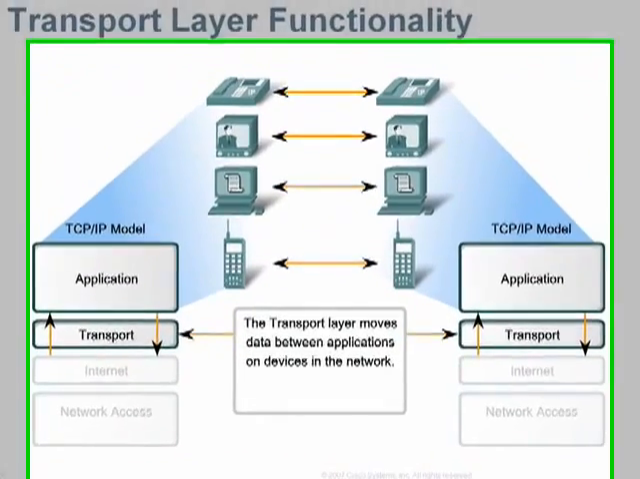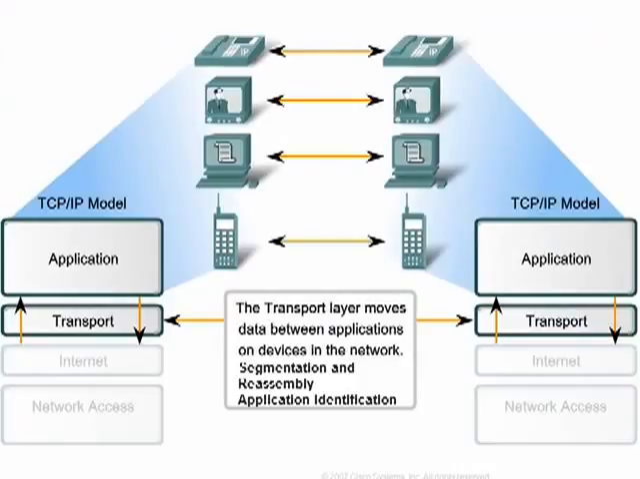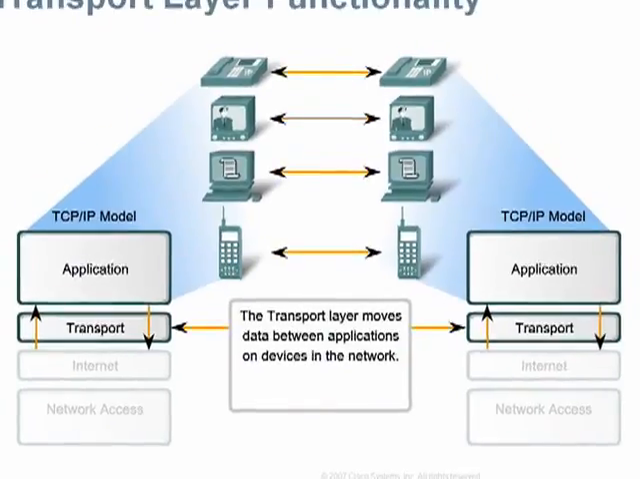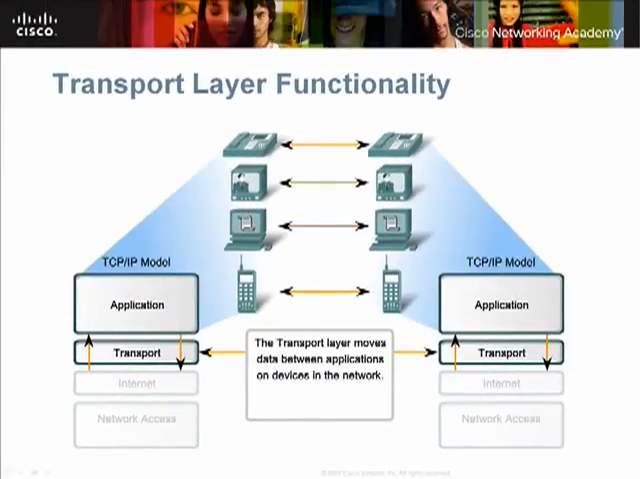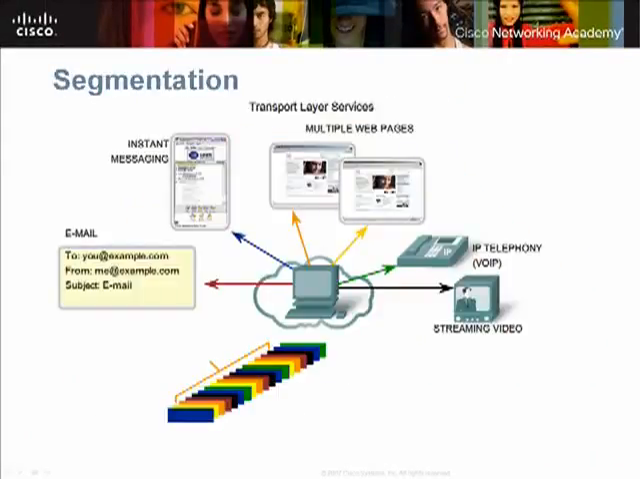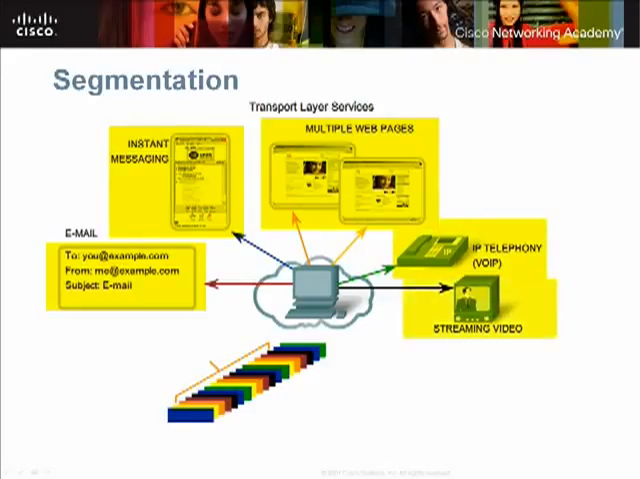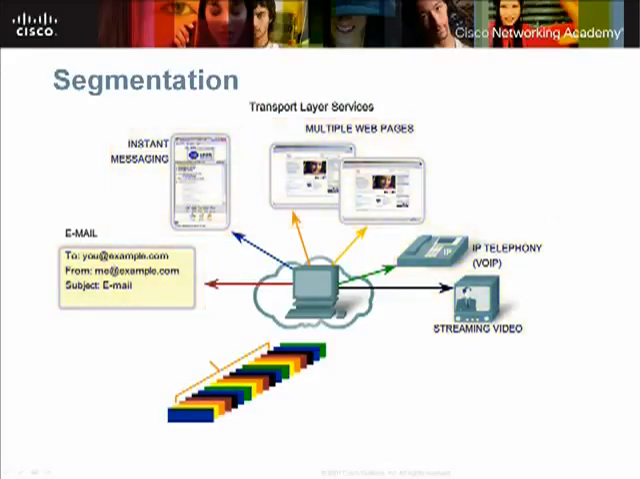The primary responsibilities of the transport layer include tracking the individual communication between applications on the source and destination hosts, segmenting and reassembling the segments into streams of application data, and identifying the different applications associated with data. In this graphic, the user is working with many applications simultaneously. These include email, instant messaging, multiple web pages, IP telephony, and streaming video. Each type of traffic is represented by a different colored arrow.